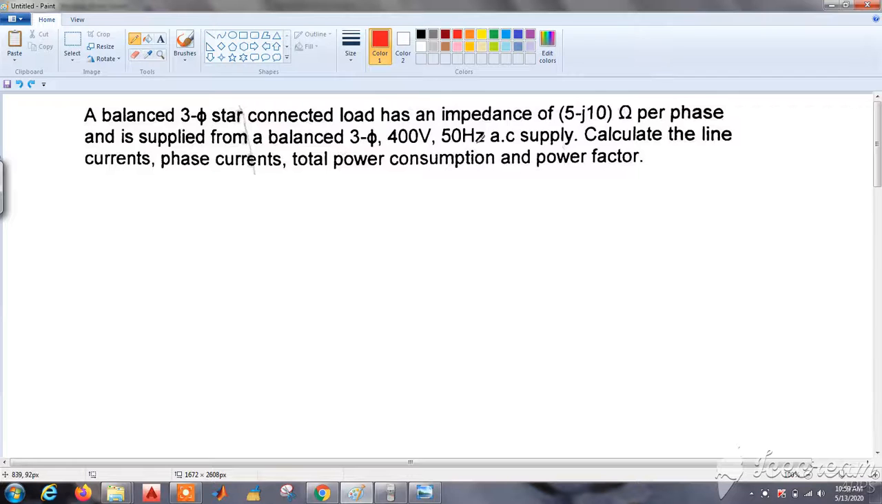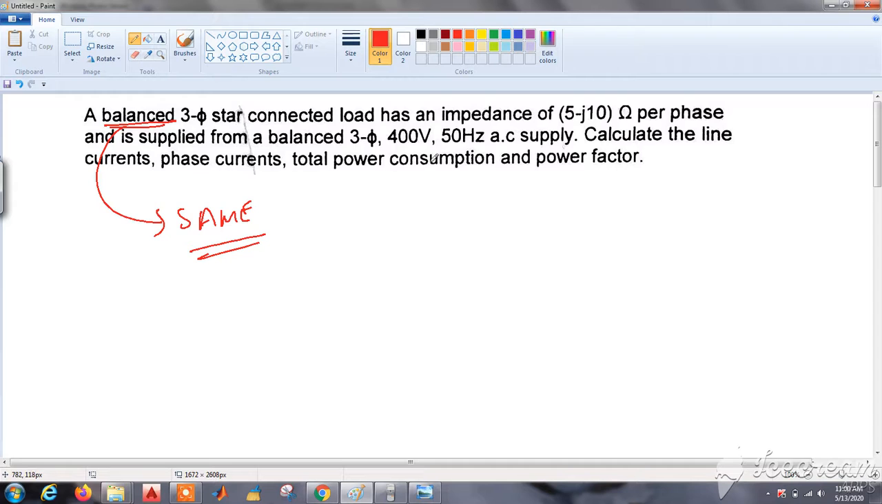A star connected load has an impedance of 5 minus J10 ohms per phase. The meaning of balanced load is that the loads are of the same value in all the three phases, and it is supplied from a balanced three phase 400 volts 50 hertz AC supply.